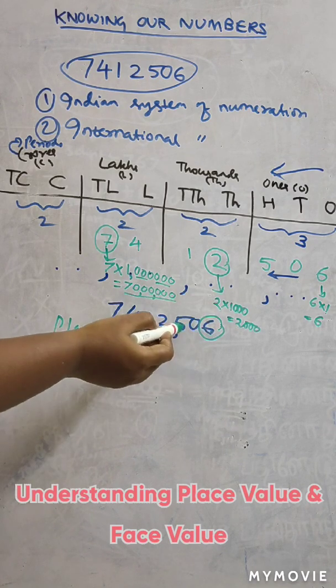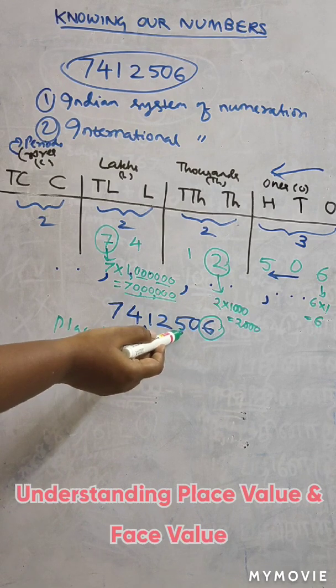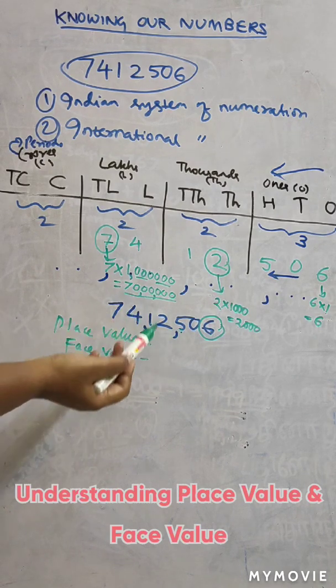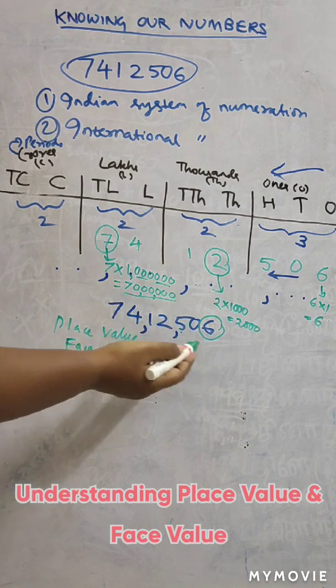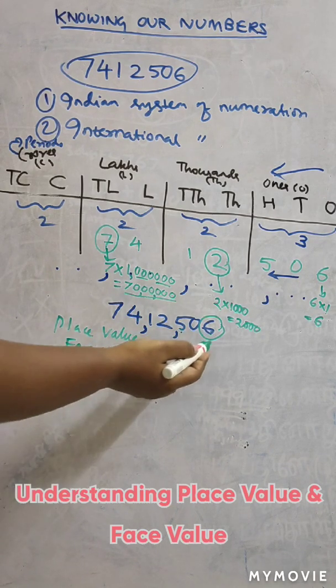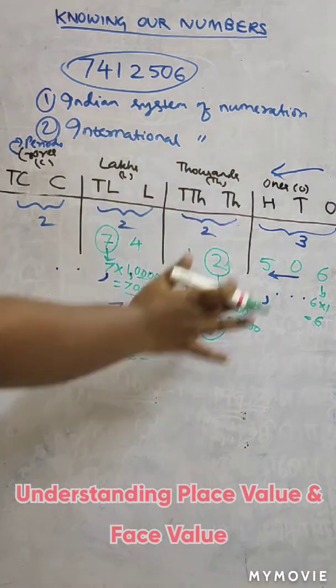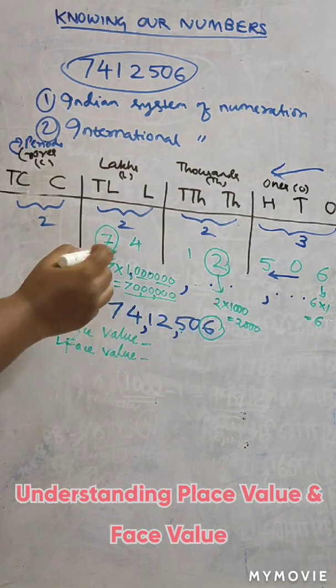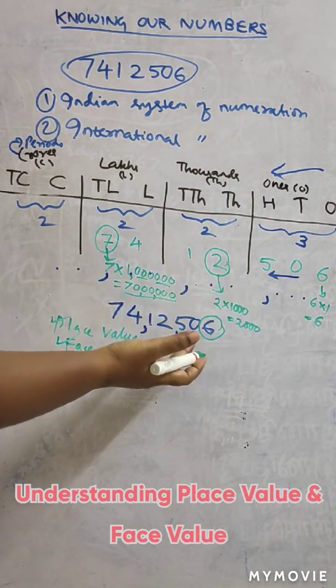It remains the same regardless of the place it occupies in any number. So face value of 6 will be 6. Face value of 5 is 5, even if it is in the hundreds place. The face value of 4 will be 4. So the face value remains the same as the digit in the given number. Okay, so these are the two important concepts of place value and face value, and this is how we place the digits in a given number in the place value chart.